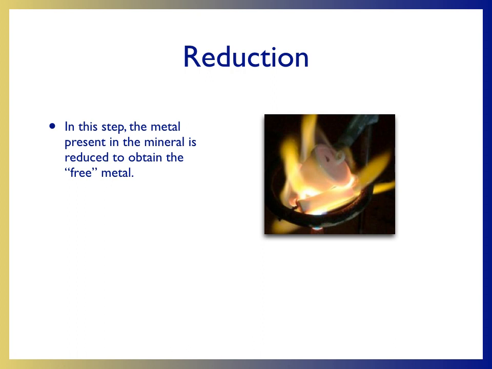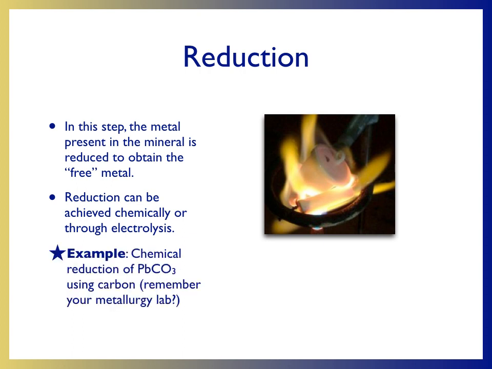There are two major ways to actually undergo reduction. We can do this chemically through means of a chemical reaction, or we can do this through electrolysis. We saw electrolysis in our electrochemistry unit, where you can take molten ionic compounds and reduce the metal cations into free metals through electrolysis. Let's take a look at an old familiar chemical reduction process.